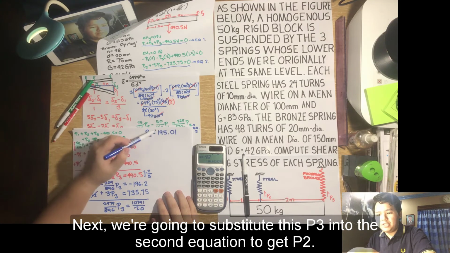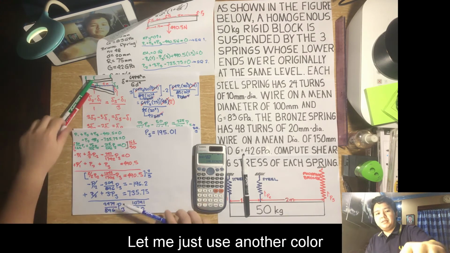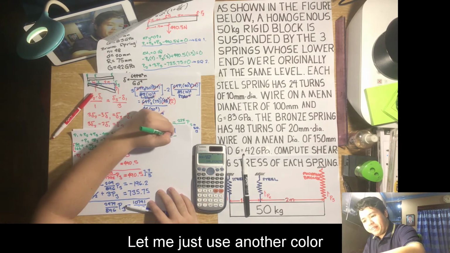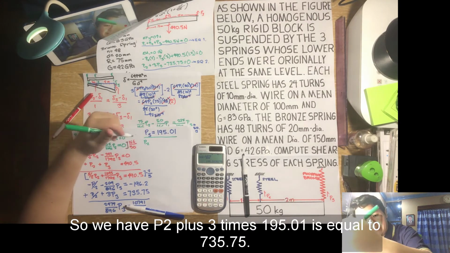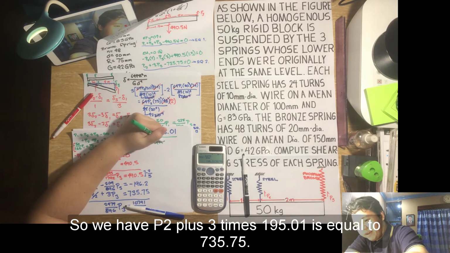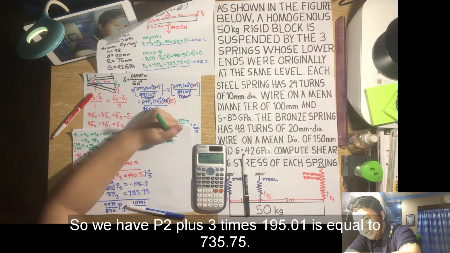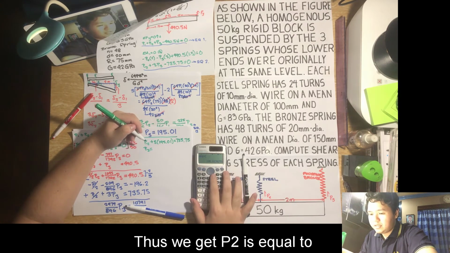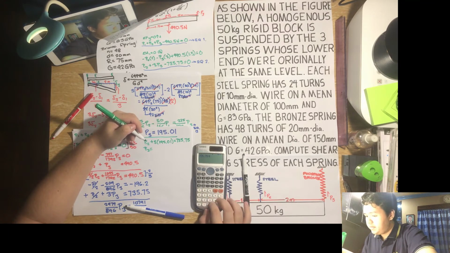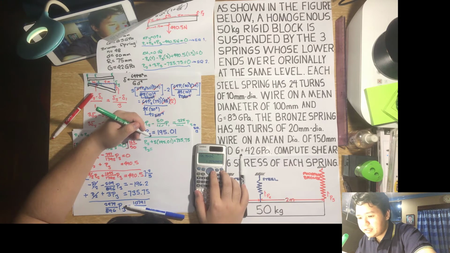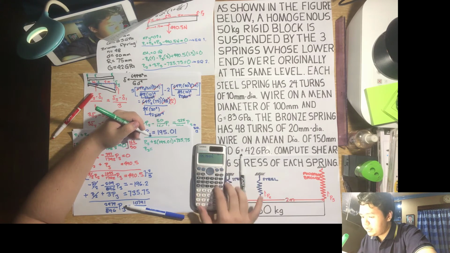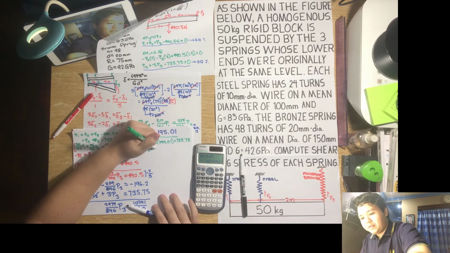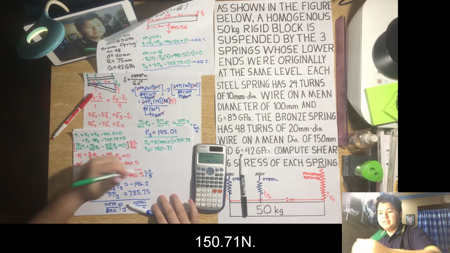Next, we're going to substitute this P3 into the second equation to get P2. So let me just use another color. So we have P2 plus 3 times 195.01 is equal to 735.75. Thus, we get P2 is equal to, let's store this first. Minus 3 times C, that's 150.71 newtons.